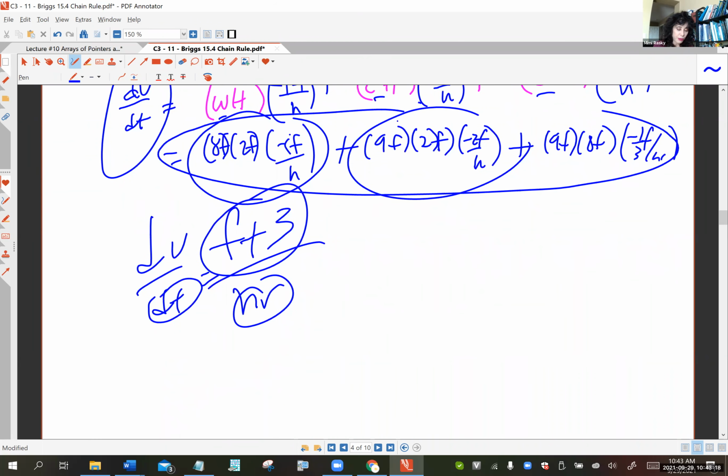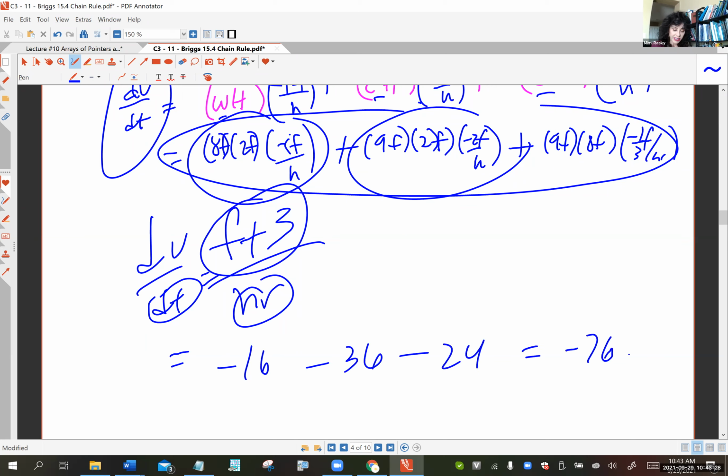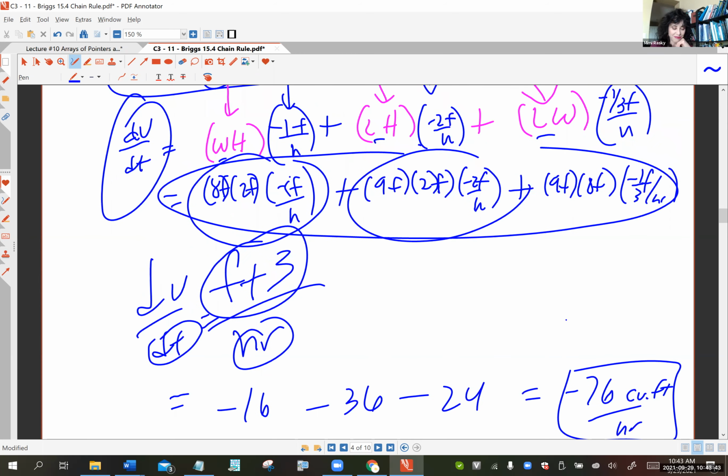Then you just punch this into the calculator and add it all together. I get -16 minus 36 minus 24, and I get -76 cubic feet per hour. And we're done with this problem. That is the changing volume with respect to time. And it seems like that block of ice is shrinking pretty rapidly. Losing volume fast.